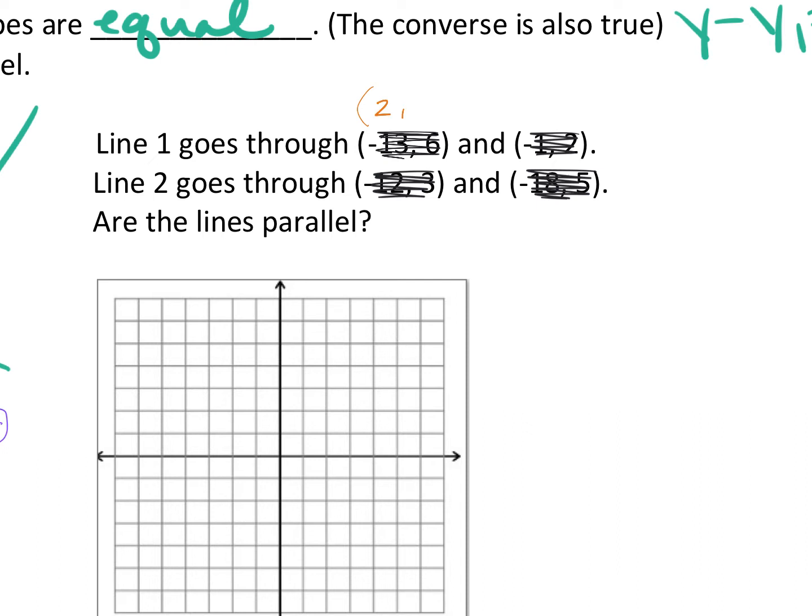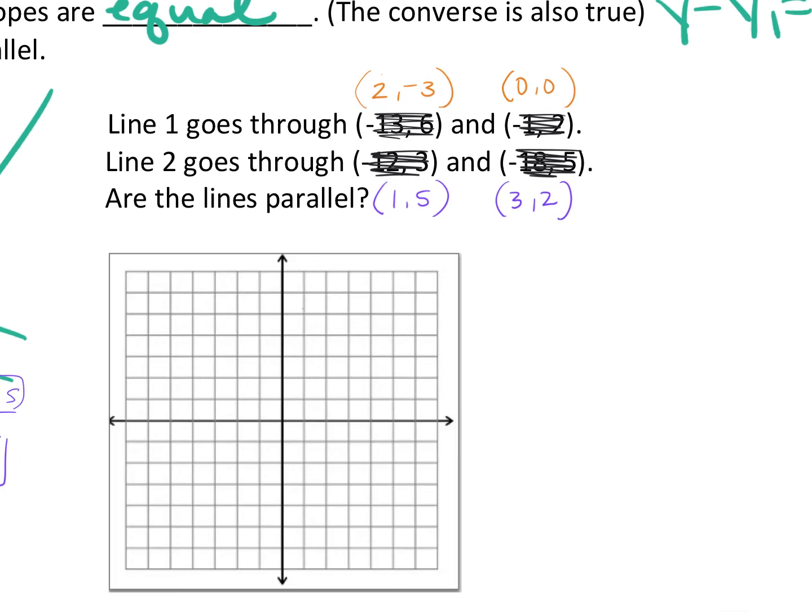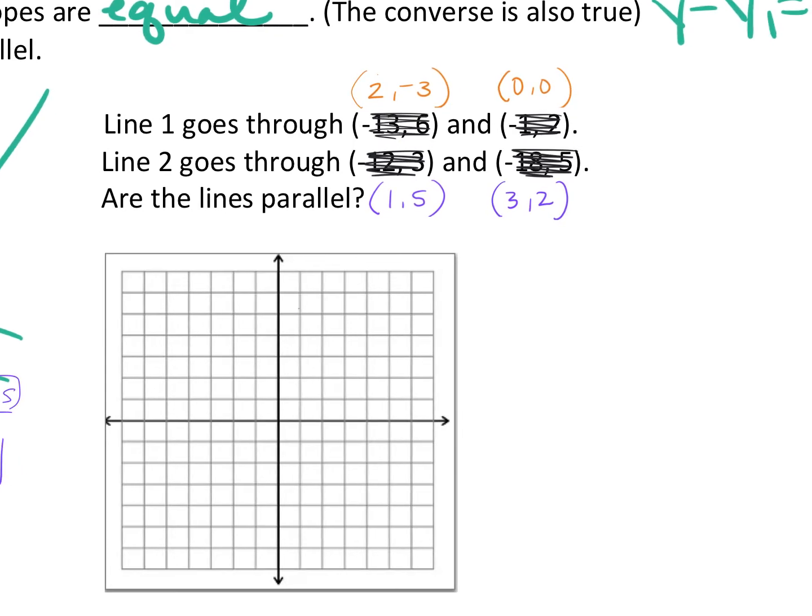We're going to do 2, negative 3 with 0, 0. Okay, and then we're going to do 1, 5 with 3, 2. Okay, so plot those points. Plot those points, find their slopes, tell me if they're parallel. 2, negative 3, and 0, 0, 1, 5, and 3, 2.